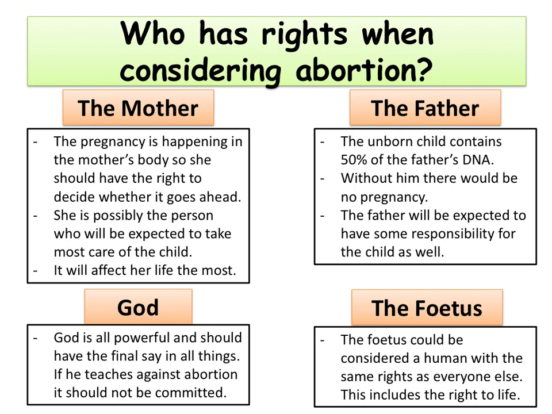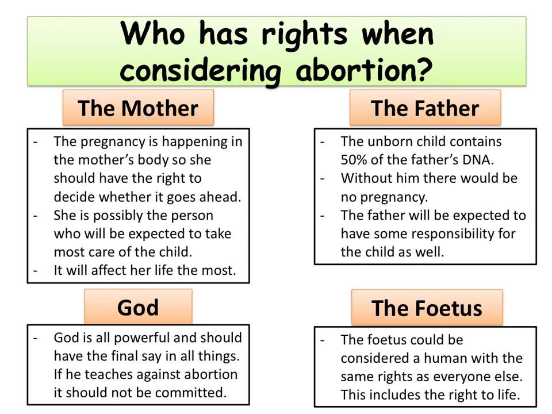The next group of people who some people think should have rights when considering an abortion is the father. Now, the reasons for this are pretty simple. The unborn child contains 50% of the father's DNA. He is half responsible for the production of that child, and therefore he should be responsible for considering whether that child exists or not. Without him, there would be no pregnancy. And finally, the father would be likely to be expected to have some responsibility for the child as well. It seems unfair to consider abortion without considering the fact that the father is responsible for the child as well as the mother.